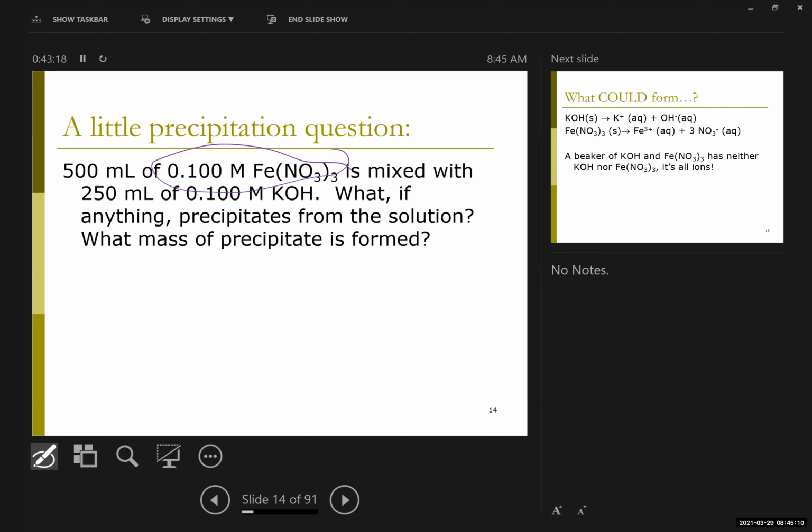And when I mix them together, they just get more dilute. Right? I've essentially added more water to my iron nitrate. So if it was all dissolved before, it's still dissolved. And my potassium hydroxide got more dilute because I added more water to it. And so if it's dissolved, it's going to stay dissolved because it's even more dilute.